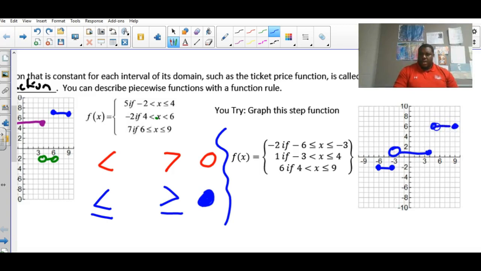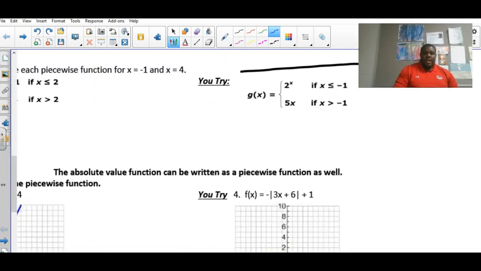All right, so I hope that clears that up for you guys involving step functions. Let's go ahead and look at this here, guys.